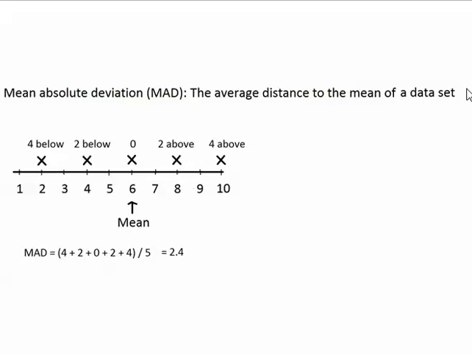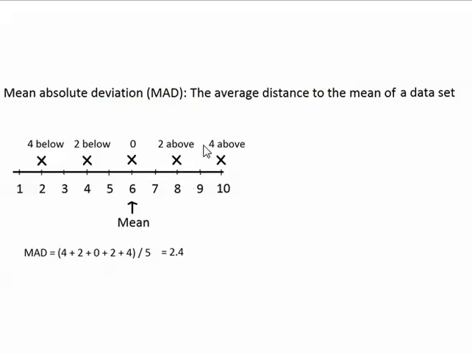Next measure of dispersion that we'll talk about is the mean absolute deviation, or the MAD of a data set. The MAD of a data set is just the average distance to the mean of the data set. The MAD is a better measure of dispersion than the range, even though it's not typically used, for reasons that we'll talk about in a later video.